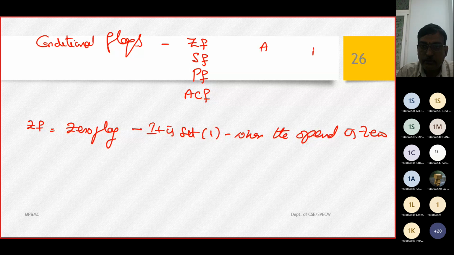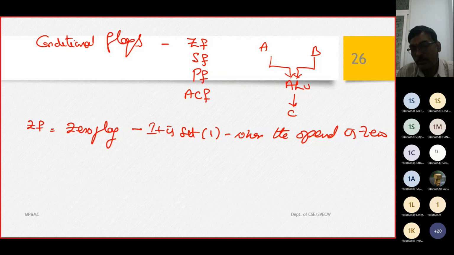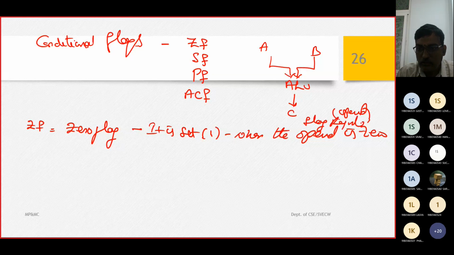So what is this operand? I was mentioning we have A, we have B. Both of them give an input to the arithmetic logic unit, and the arithmetic logic unit gives the answer as C, which we are going to call the operand. Below that, we are going to describe the flag register.